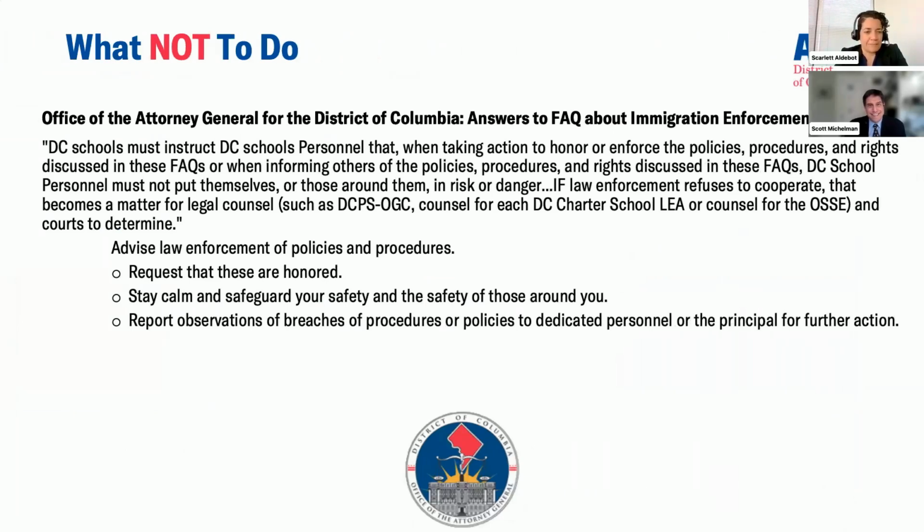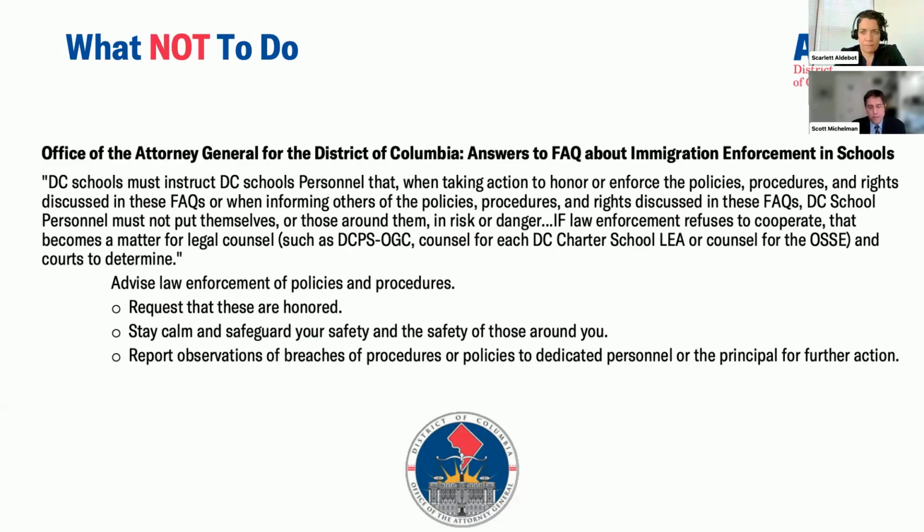What not to do, Scott? Now I want to talk about some things not to do. We've touched upon these a little bit, but want to be very clear because we want everyone to stay safe, avoid criminal liability, and avoid breaking the law. This is from the Office of the Attorney General for the District of Columbia, answers to FAQ about immigration enforcement in schools. DC schools must instruct DC schools personnel that when enforcing the policies, when informing others about the policies, they should not put themselves or those around them at risk or danger. I'm not reading it word for word, I'm paraphrasing it.